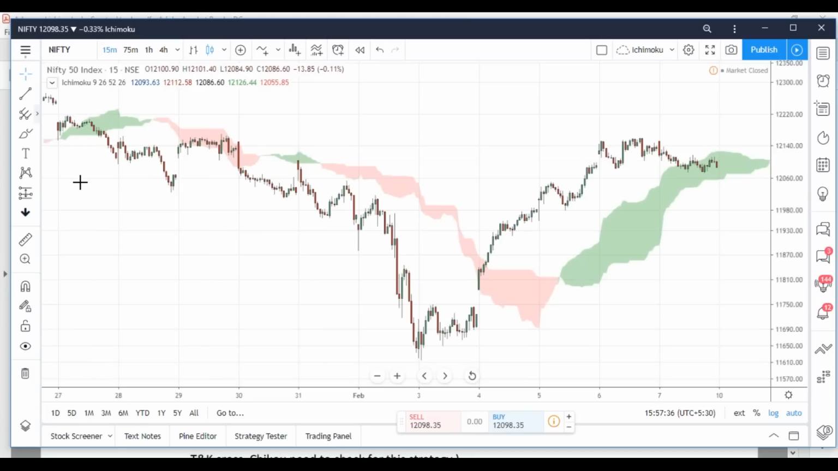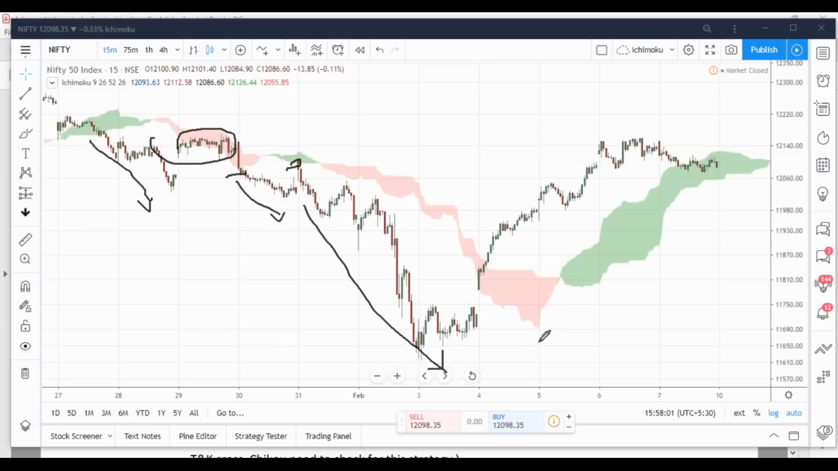So here also, see, breakdown, then pullback toward the cloud. So below this candle was my short entry. Nicely worked out. One more short entry, and see how nicely it worked out. As simple as that. No other component is required. Only wait for price to pull back into the cloud and take the entry.